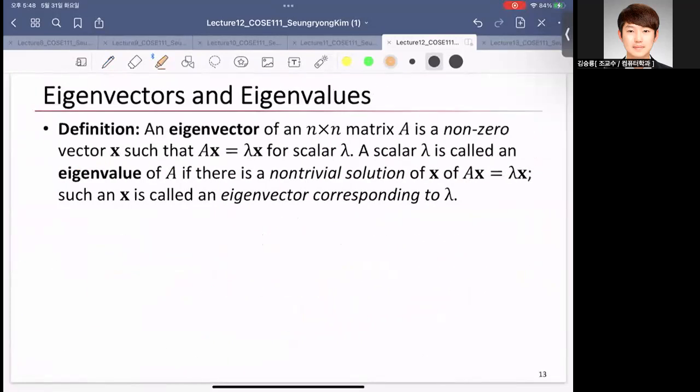Questions. Today I've been going without taking questions, so let's check. Any questions so far, or questions about eigenvectors and eigenvalues? Or let me give some comment on these eigenvectors and eigenvalues.